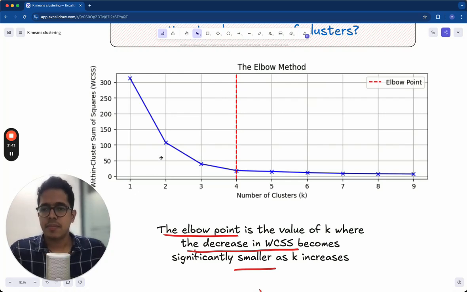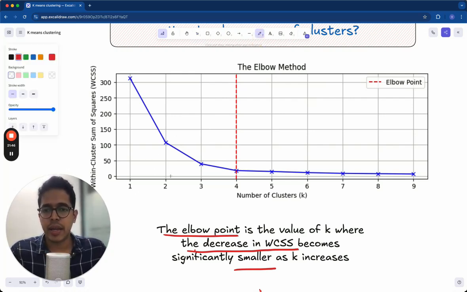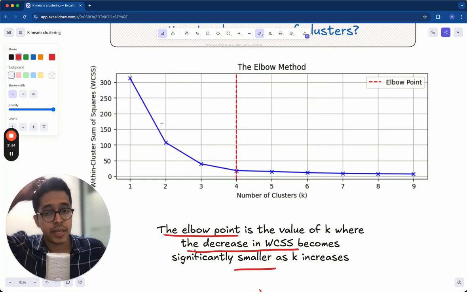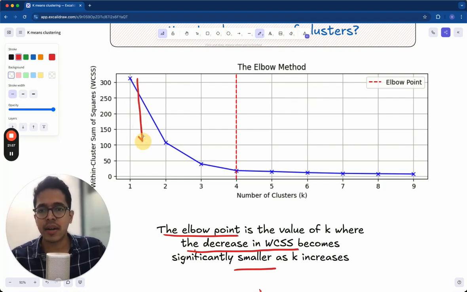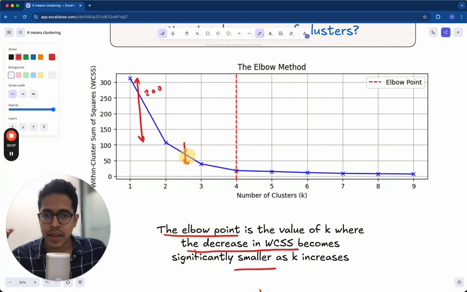So look at the transition from k equal to 1 to k equal to 2. The value of WCSS decreases from, let's say, 320 to 120, something like that, 110 or 120. So this jump is around 200. So within cluster sum of square decreases by 200 when you go from k equal to 1 to k equal to 2. What about when you jump from k equal to 2 to k equal to 3? There is a decrease of, I would say, around 60 or something like that, right? Because this is around 40 maybe. This is maybe 45, something like that. This is 105 or something like that. So maybe this is 60.